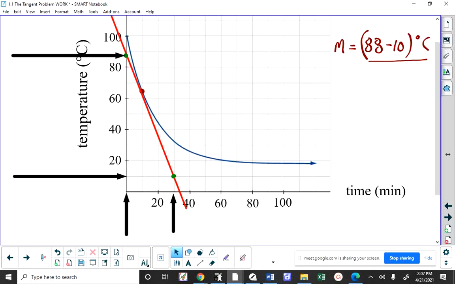I'm just using rise over run. I could go y2 minus y1 over x2 minus x1. It doesn't really matter. So this would be 30 minus 0. This is minutes, which is 78 over 30. We like to not use decimals most of the time. But since we're kind of eyeballing things here, and the number we're getting is supposed to represent degrees Celsius per minute, I think it's reasonable to calculate it in minutes.